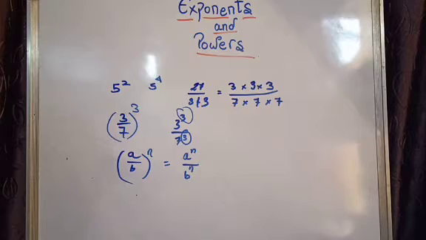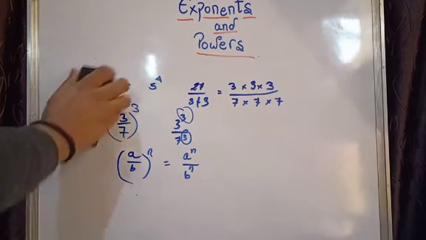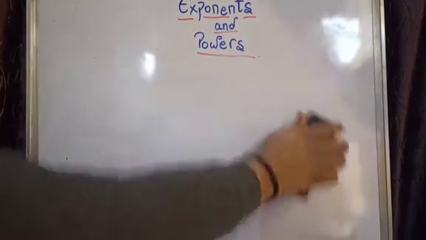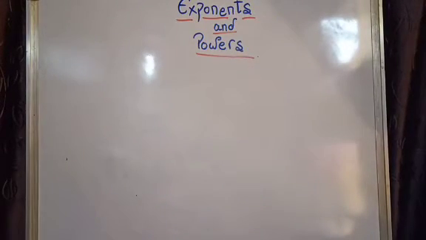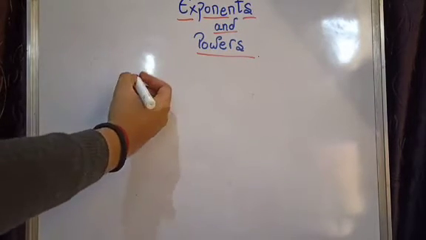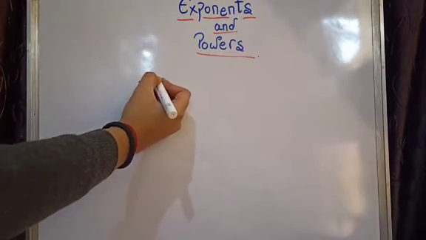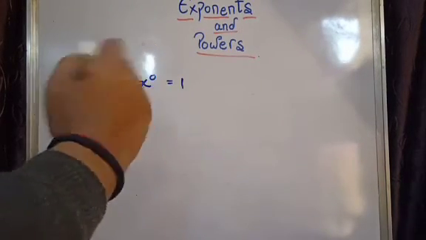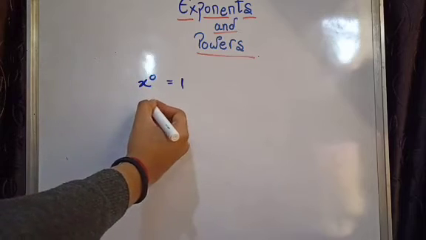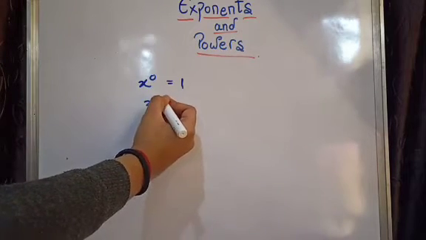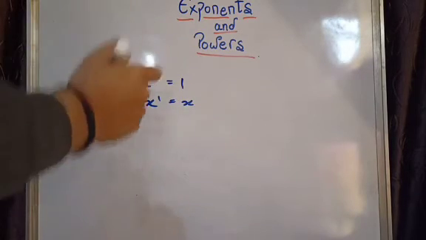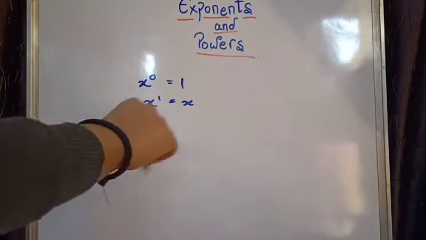Right? I think I should also tell you this rule. If a number is to the power of 0, it will always result as 1. For example, if a number is x and its power is 0, it will result as 1. Okay. Then if a number is to the power of 1, it will always result as x. These are some rules, so you can learn this.